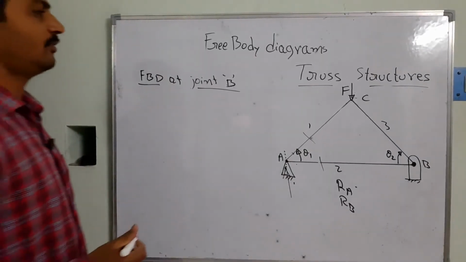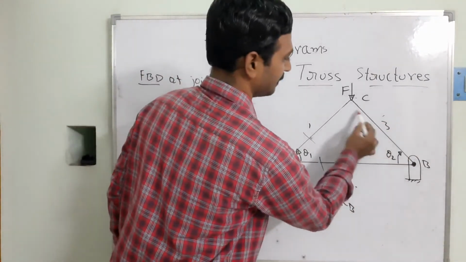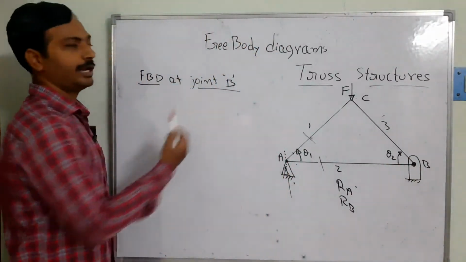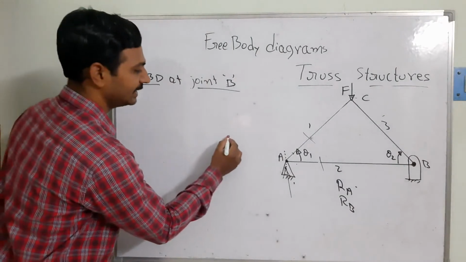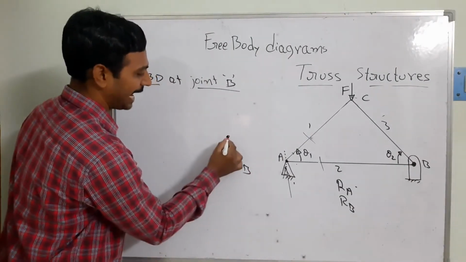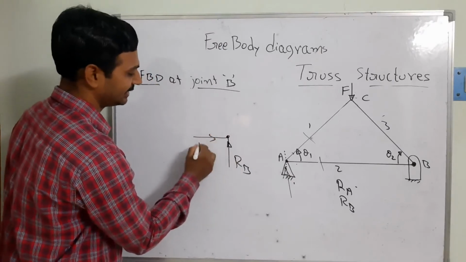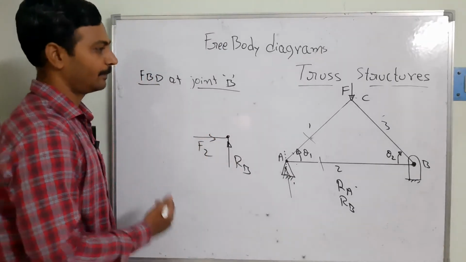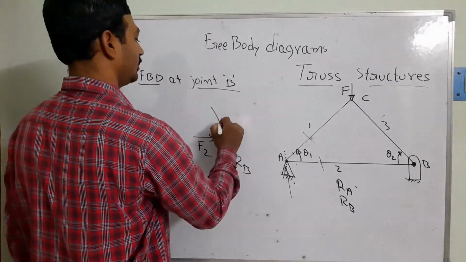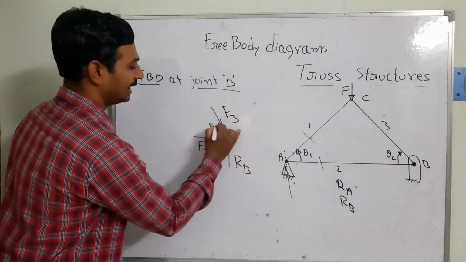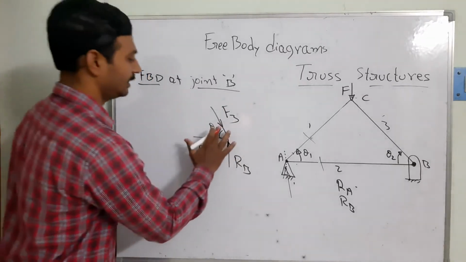Similarly, we are going to find the internal forces in the member BC, that means the third member. I am going to take the free body diagram at B. There we can see RB acting in the vertically upward direction, and this force is acting in this direction, that is F2, which we already saw in the last free body diagram. And similarly, this member is subjected to force in this direction, that is F3, and it is making an angle theta 2.